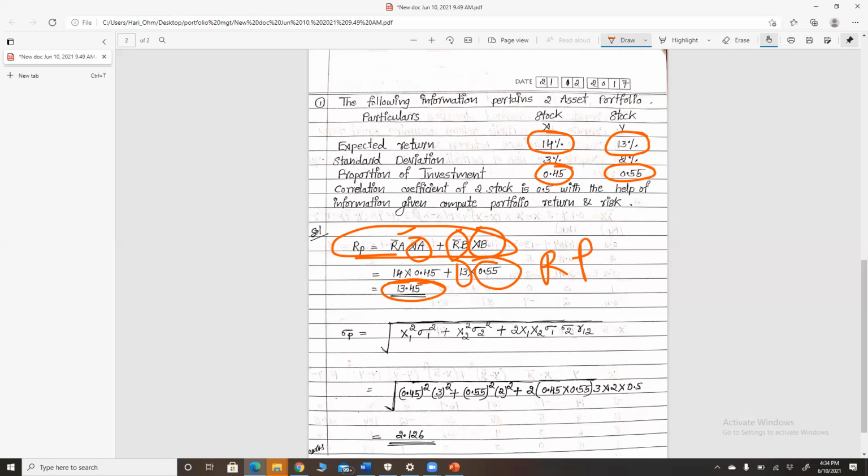Hope you're clear. Then another one you need to calculate, that is risk of the portfolio, standard deviation P, which is equal to square root of x1 square into standard deviation 1 square plus x2 square into standard deviation 2 square plus 2 into x1 into x2 into standard deviation 1 into standard deviation 2 into R12. So to calculate portfolio risk, you need the proportion, the standard deviation, and the correlation coefficient. Is it clear?